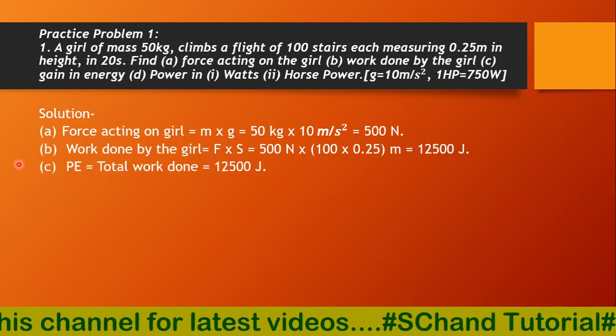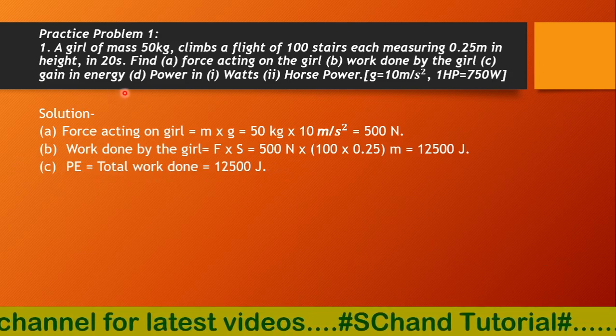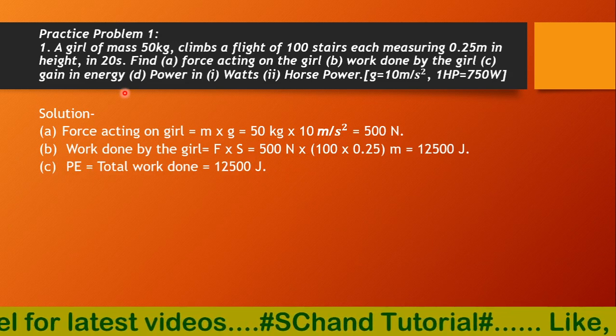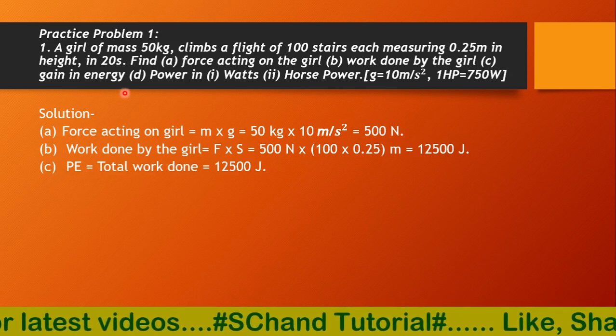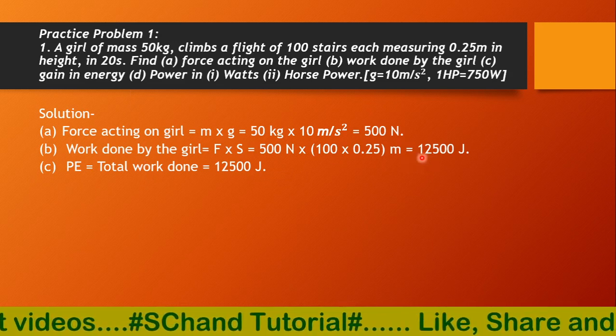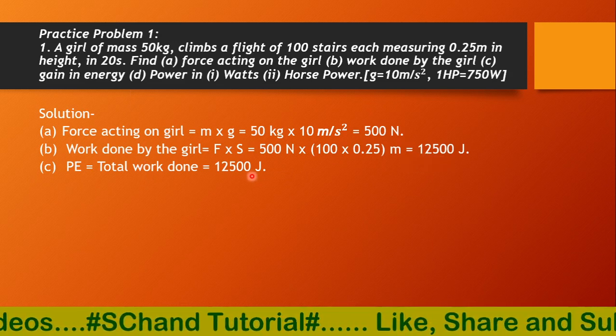Then we have gain in potential energy in the C part. So gain in potential energy is equal to the work done, because work done gets stored as the potential energy inside the object as it is raised to the height. So total work done, as we have calculated already, is 12,500 joule.